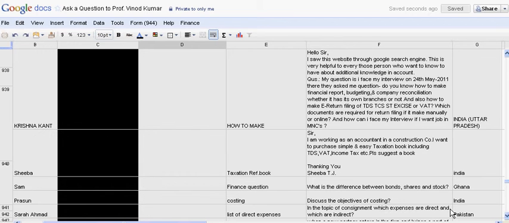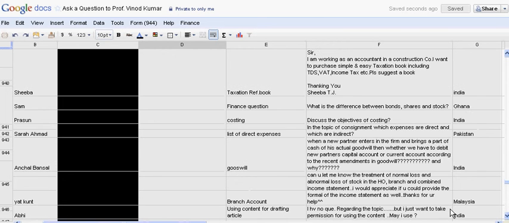And next question from Shiba from India. Sir, I am working as accountant in a construction company. I want to purchase simple and easy taxation book, including TDS, VAT, income tax. Please suggest a book. Dear, every publisher writes their own thoughts and the provisions and laws. You can buy any book from market, but one thing you must understand that you must read this seriously and deeply and take time to study. After this, you will be perfect in particular subject.